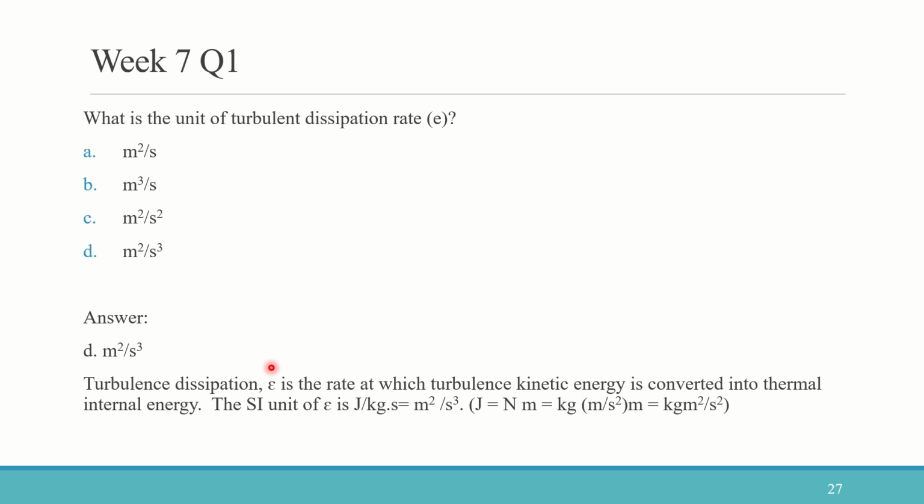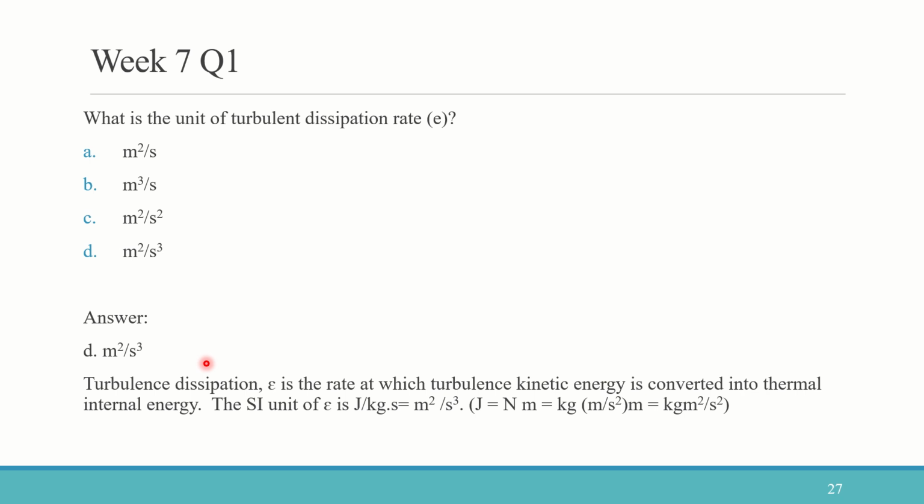Why? Turbulent dissipation rate epsilon is the rate at which turbulence kinetic energy is converted into thermal internal energy. So it is joules per kg per second. Joule is Newton meter, and Newton is kg meter per second square, times meter. So that is kg meter square per second square. Divided by kg second, the kg gets cancelled and meter square remains, and second times second square becomes second cube. So option D is the right answer.